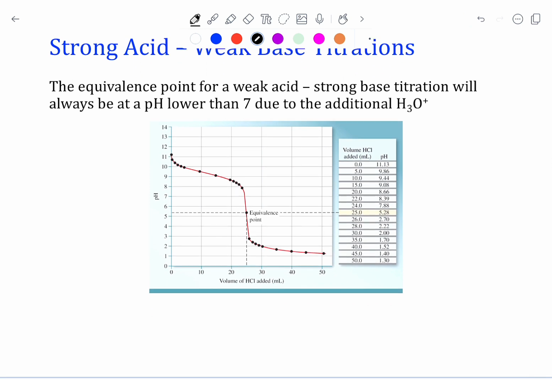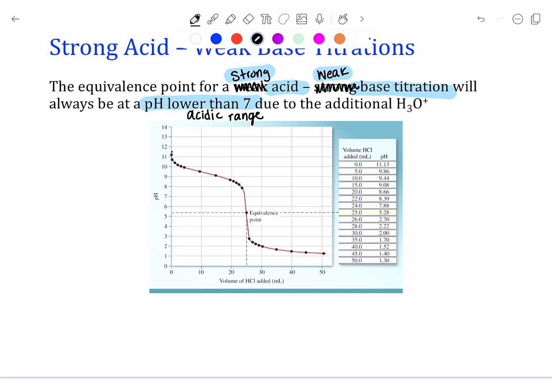So we see that we start with now a more basic solution because we start with a base and we're adding a strong acid to that. So the pH is going to decrease now. So we have a small typo here. If it's in your handout, make sure you change this. This is for a strong acid, weak base. There we go. So for a strong acid, weak base titration, the pH at the equivalence point is going to be lower than 7. So this is going to be in the acidic range.